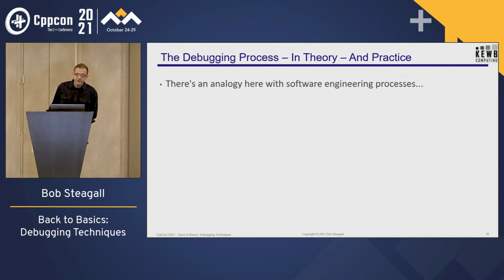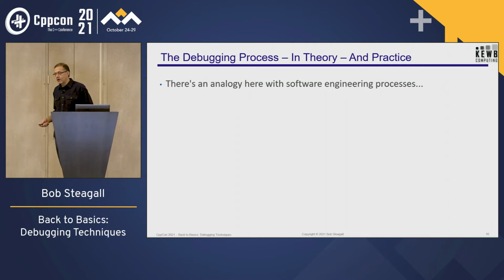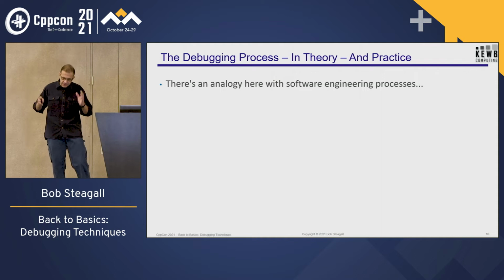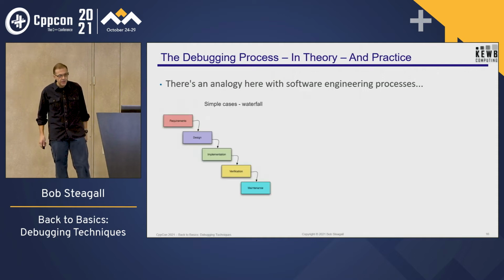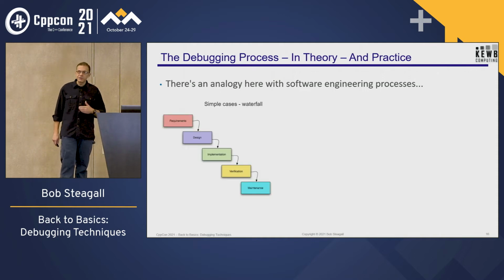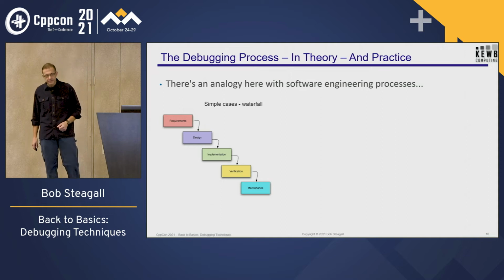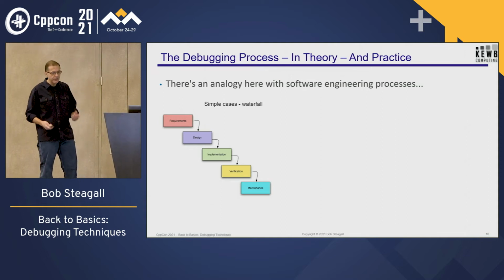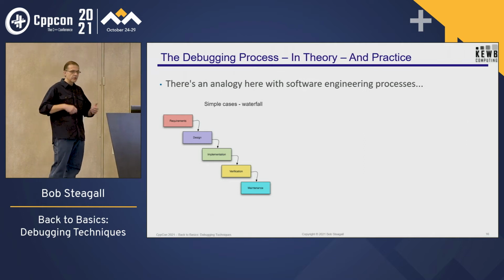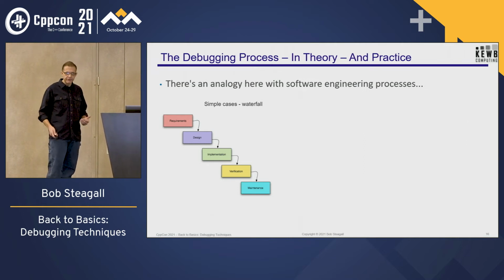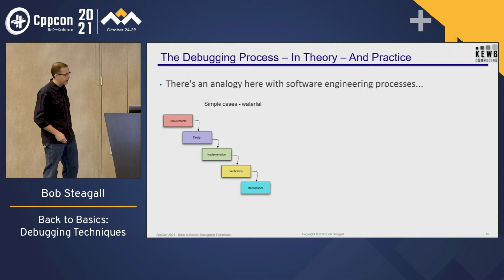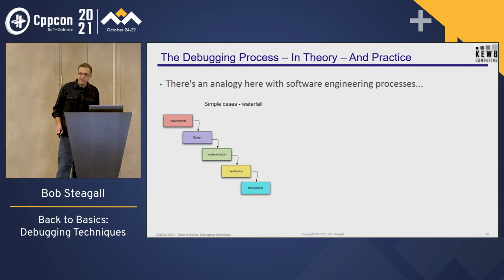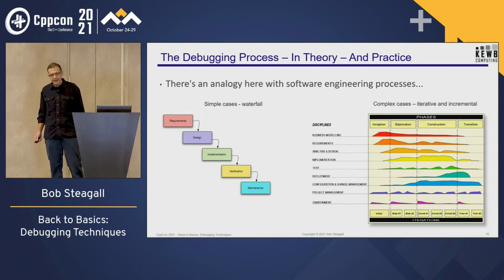So I think there's an analogy here with the debugging process and software engineering processes. And one is actually a subset of the other. So you're probably familiar with the simple waterfall process, right? This is an analogy to the simple debugging process, and it works in simple cases. You can work through the steps in a linear fashion and derive some satisfactory result at the end. But most of the time, it's insufficient to accomplish the task.